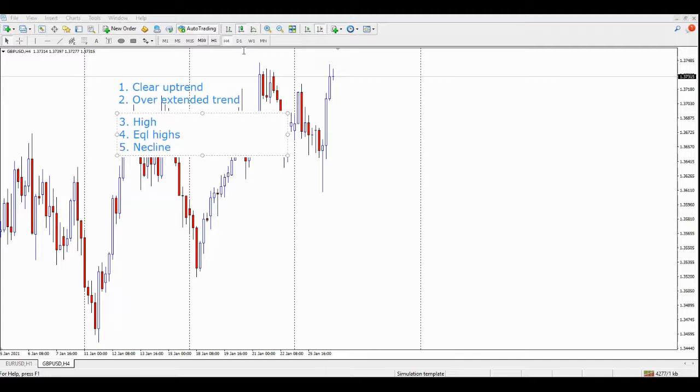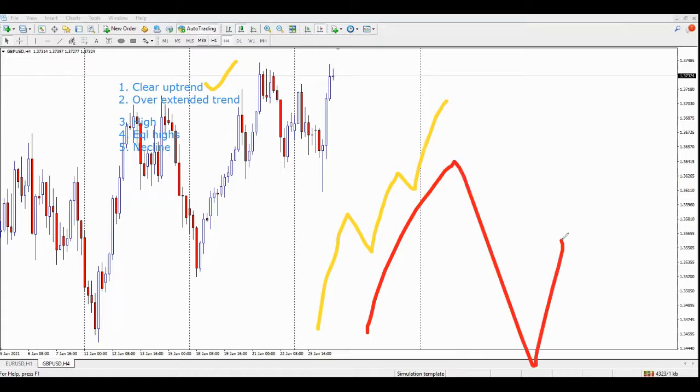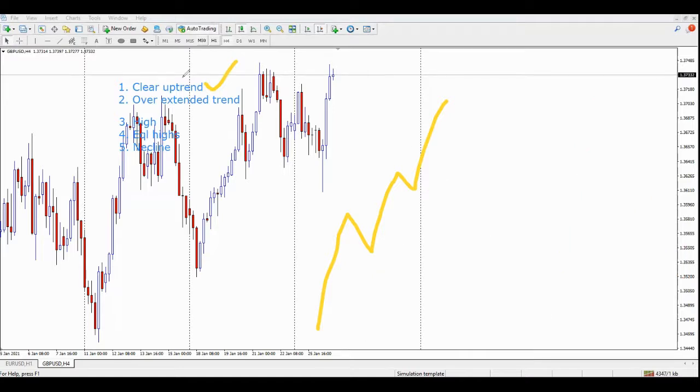Neckline, okay? So you want the market to be going up like this. Once it makes, okay, we have a clear trend, number 1. We tick. When overextended, we don't want a trend that goes like this, a trend that goes like this, and then like this. I hope you understand when I say overextended trend. Okay, we tick number 2, and then we look for a high.